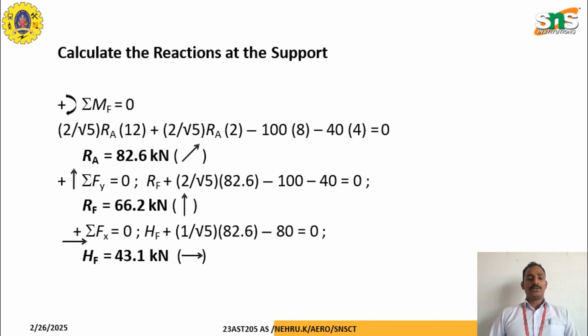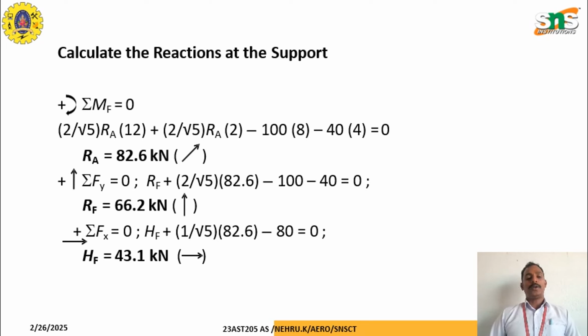Now the calculation for finding the resultant reactions at the supports. Taking moment about point F: 2 by root 5 into RA, with total distance from F of 12, plus 2 root 5 RA into 2 from point F, minus 100 into 8, minus 40 into 4, which is the perpendicular distance from point F. From here we calculate the resultant value RA equal to 82.6 kilonewton.